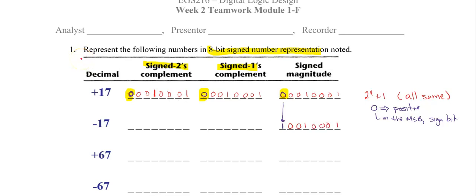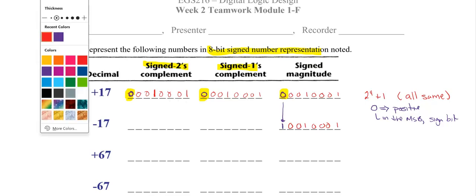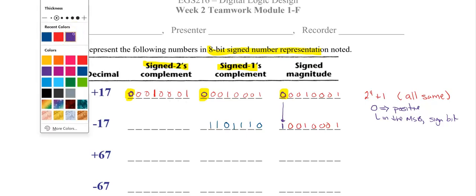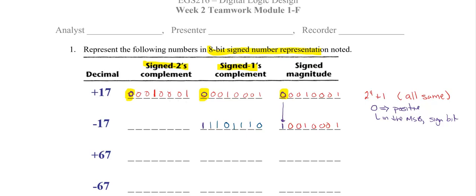For signed 1's complement, we're just going to take the 1's complement of the number, right? So we're going to flip every bit. That 0 becomes a 1, 1, 1, 1. That 2 to the 4th 0 becomes a 1, 1, 1. And note here what we end up with in our sign bit, that's a 1.